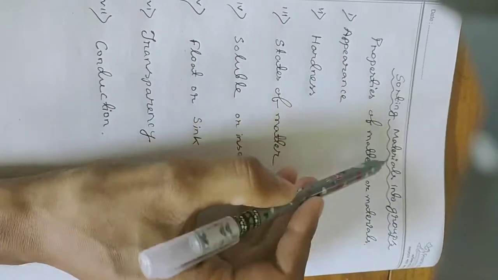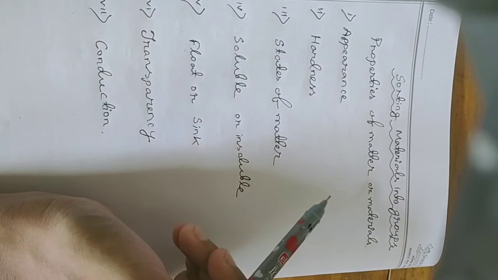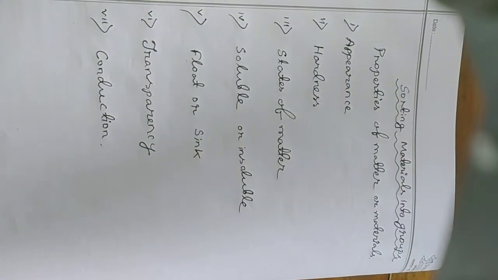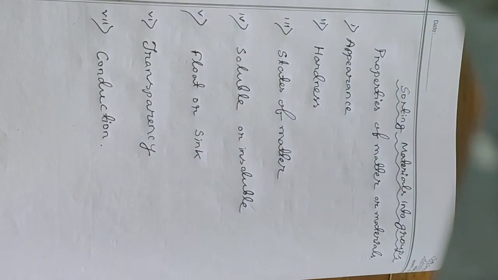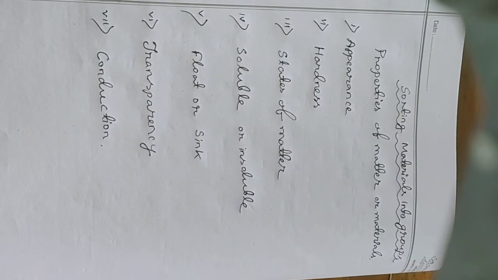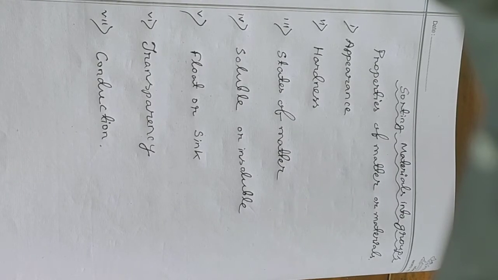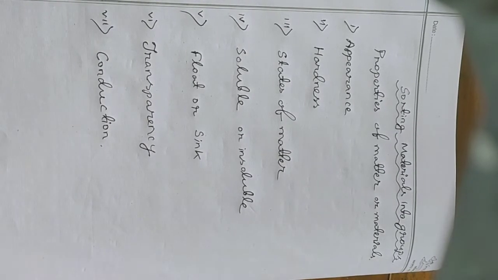In this video we will be discussing your chapter, sorting materials into groups, which is chapter lesson 4 of unit 1. So let's start. You have different kinds of things in your household, or you have seen different kinds of things in your school, in shops also.